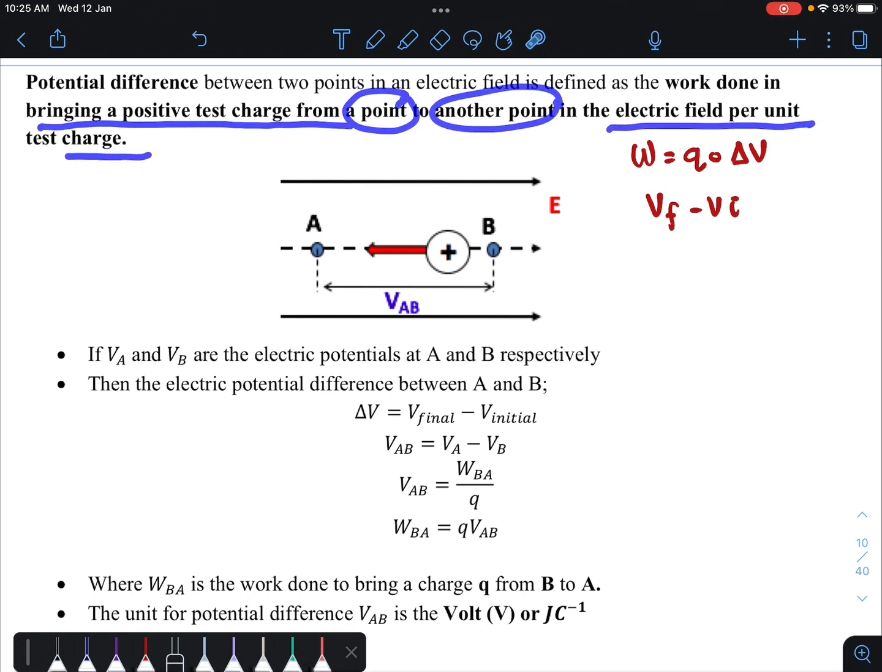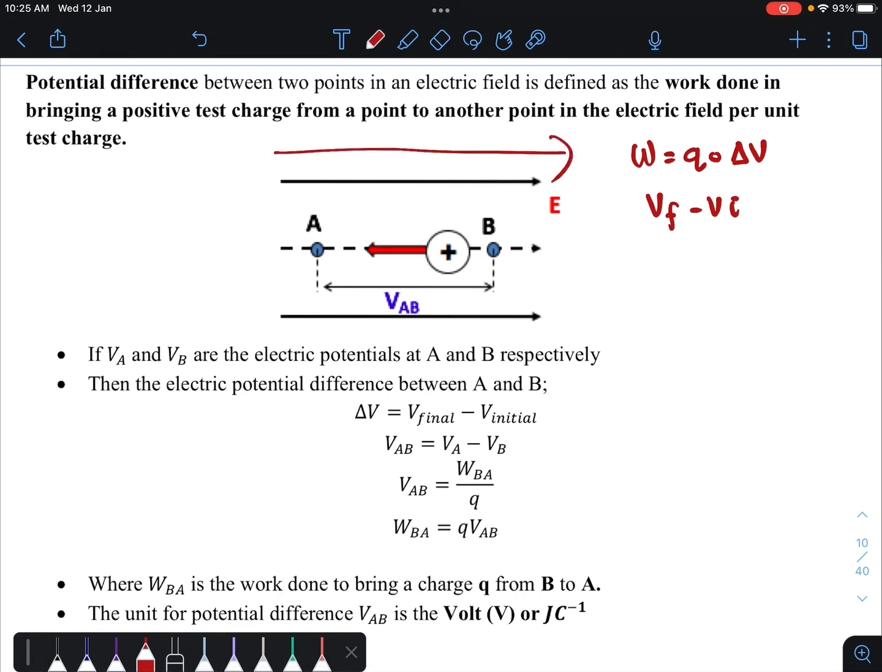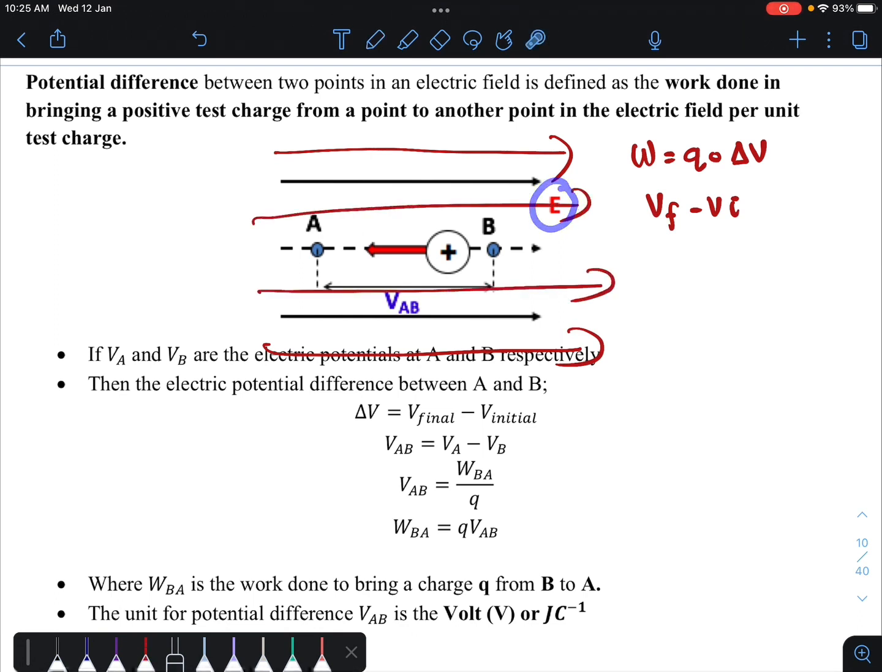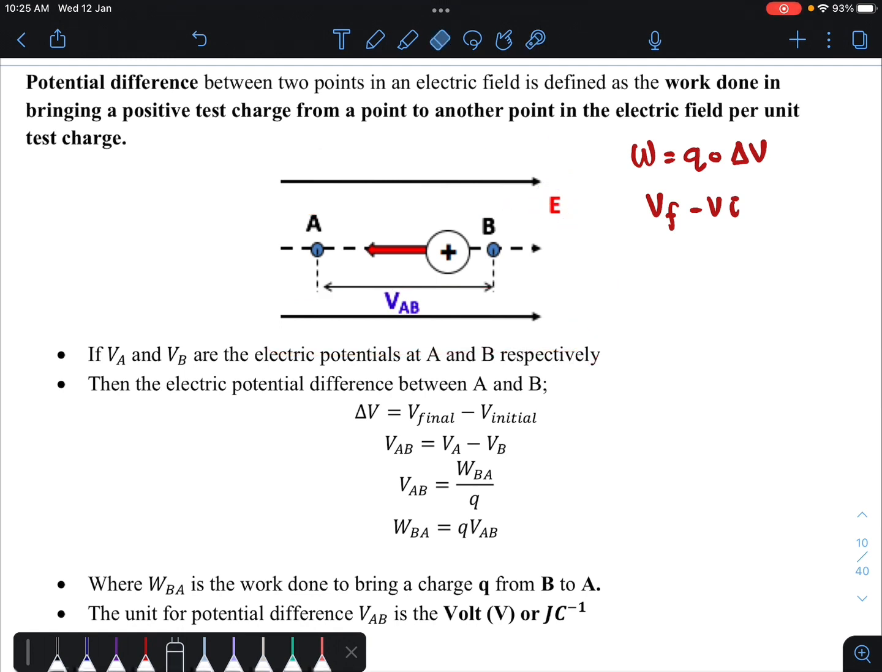So contoh, kamu ada, this is an area of electric field. Okay, ini adalah kawasan electric field kita. Kita ada banyak garisan electric field dekat sini. Okay, ini adalah electric field. As you can see, it is written here, E here. Alright, so kita ada banyak. So this is the region of electric field. And then you place a charge here. This is your test charge. Okay, kita letak test charge dekat sini.